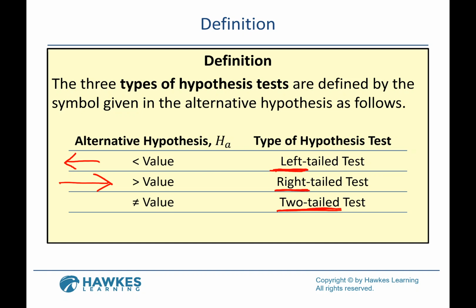So points to the left, it's left-tailed. Points to the right, it's right-tailed. If we have a not equal to symbol, it's a two-tailed test. So that's another reason why our hypotheses are so important, because the symbol we have in our alternative dictates which one of these we're doing.